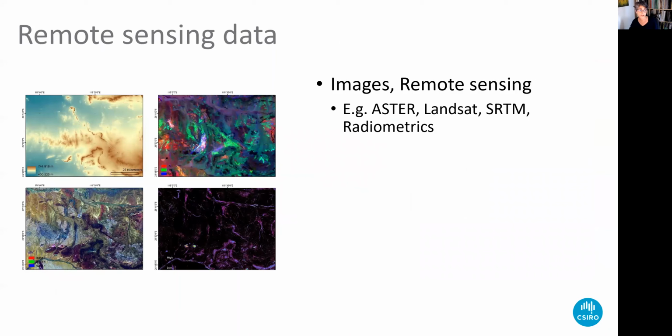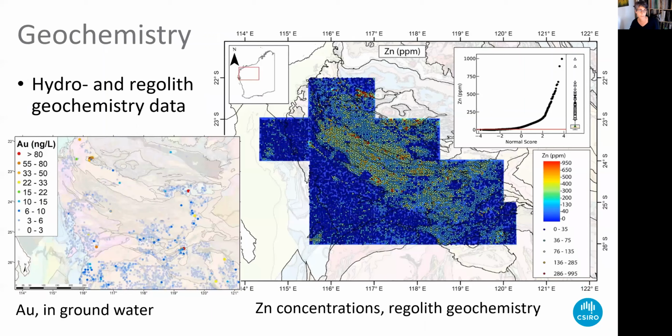We also reprocess remote sensing data for the whole region. Here's just some examples: a ternary radiometric image, obviously SRTM, the Landsat TM image here, 742 image, and also an MGO ASTER image here. And all of these data were used in the analyses.